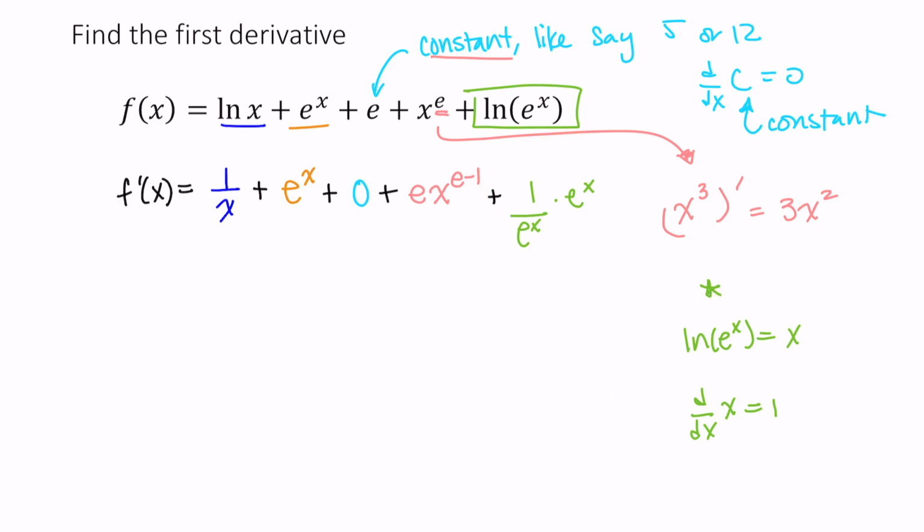So either way, this one can be done a couple ways, either using the chain rule or simplifying this using algebra first. All right, so let's rewrite all this. f prime of x is equal to 1 over x plus e to the x plus e times x to the e minus 1 power plus 1.